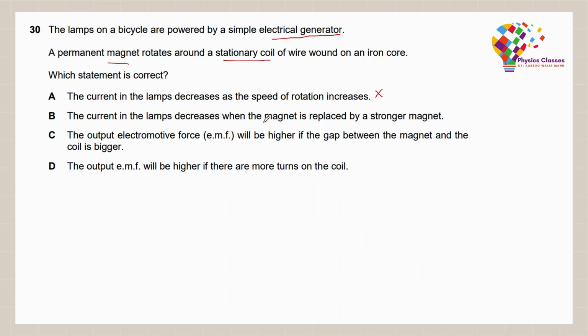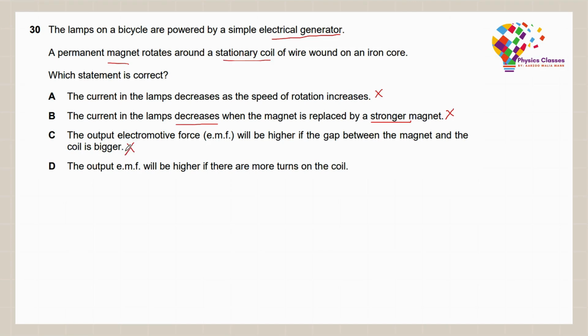The current in the lamps decreases when the magnet is replaced by a stronger magnet. This is also wrong. When you have a stronger magnet, the magnetic strength increases, and hence the current in the lamp should increase, not decrease. The output electromotive force will be higher if the gap between the magnet and the coil is bigger. This idea is also wrong. The greater the distance, the lesser the EMF induced.